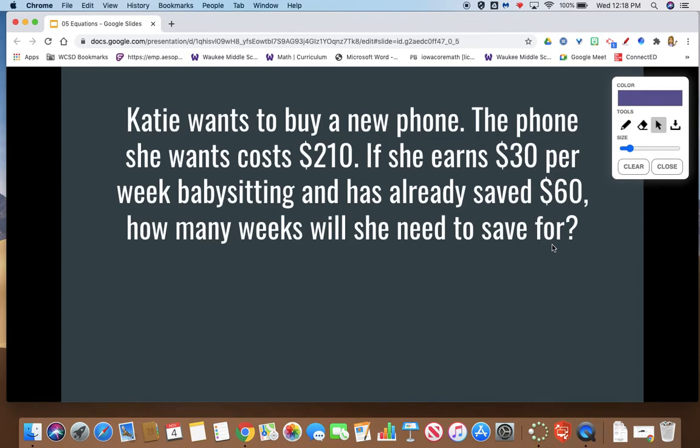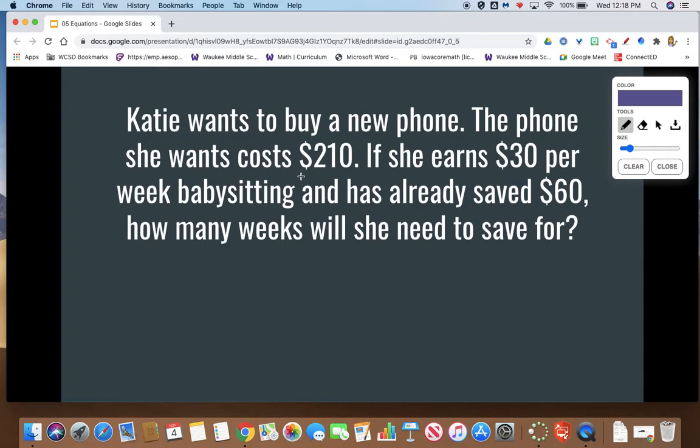Katie wants to buy a new phone. The phone she wants costs $210. If she earns $30 per week babysitting and has already saved $60, how many weeks will she need to save for? Let's go in and look for some important pieces in this equation.